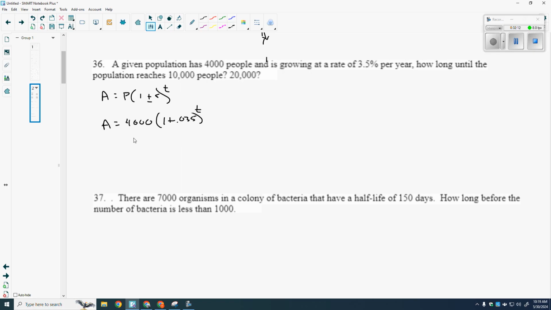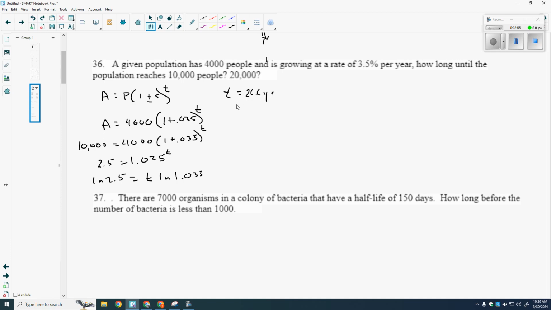Now, how long will it take for the population to reach 10,000 people? Plug in 10,000 and solve. Divide both sides by 4,000, I get 2.5. I'm going to get rid of that plus sign. Take the log of both sides. I'm lazy, ln's one less letter than log. Divide by ln of 1.035, and t comes out to be 26.6 years.